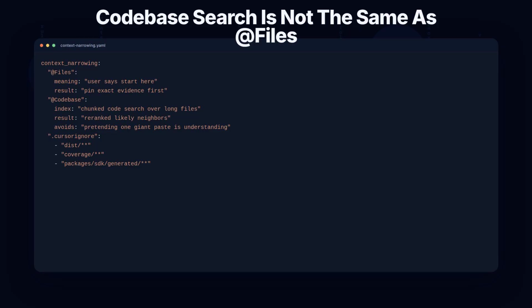Long files get chunked and re-ranked. .cursorignore matters on this path too. It tells the search system which low-value files should not even compete. That combination is much more specific than the generic claim that the agent somehow just knows the repo.